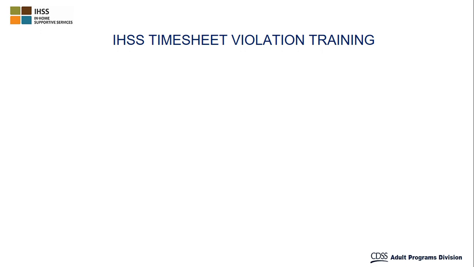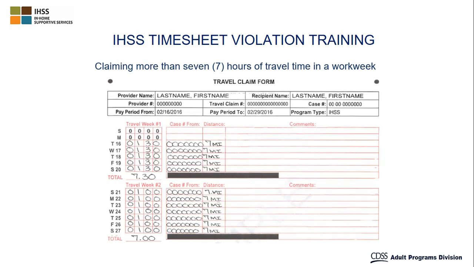In the first example, we will look at a provider who claimed more than 7 hours of travel time for a work week or travel week. Here is a travel claim form for a provider when they are traveling from recipient A to recipient B. For travel week 1, the provider has entered their claimed travel time hours, which is a total of 7 hours and 30 minutes. Since this is more than the 7-hour work week limit, a violation is triggered.